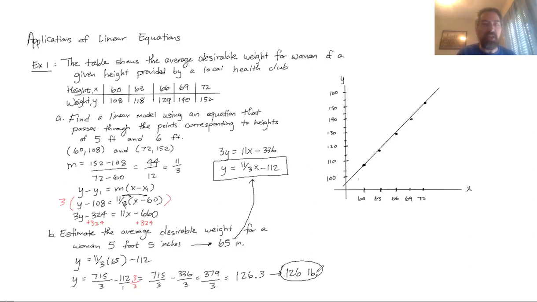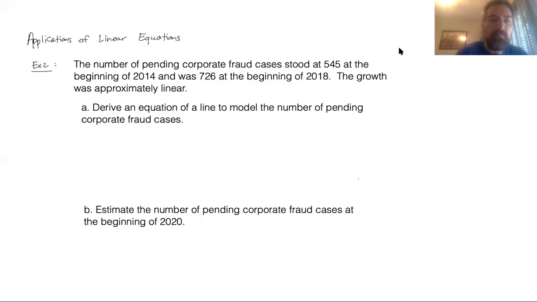Okay, now let's look at another example. For this example, we're working with pending corporate fraud cases. The number of pending corporate fraud cases stood at 545 at the beginning of 2014, and it increased to 726 at the beginning of 2018. And it's observed that the growth was approximately linear. Now, this is just something that's given to us. We can assume this, and we need to assume it in order to work the problem using the linear models.